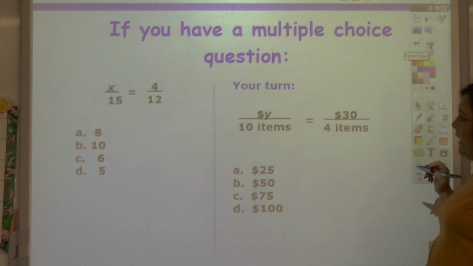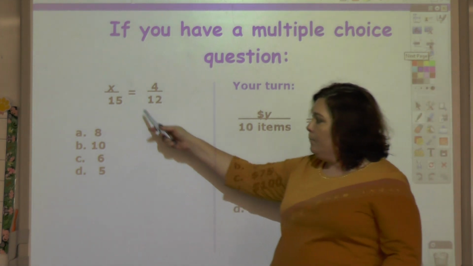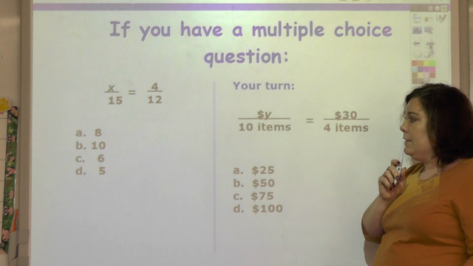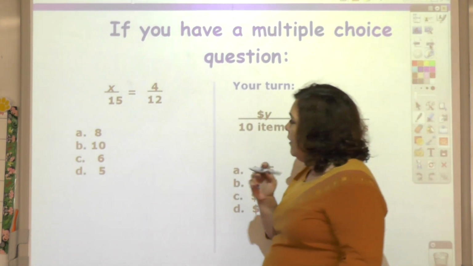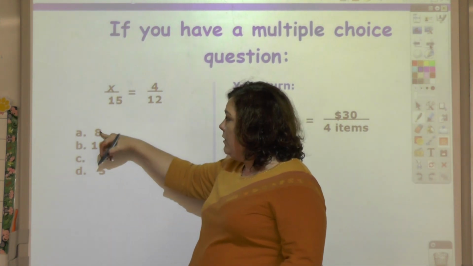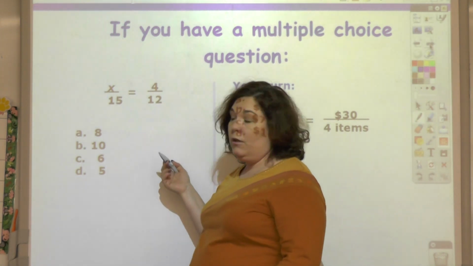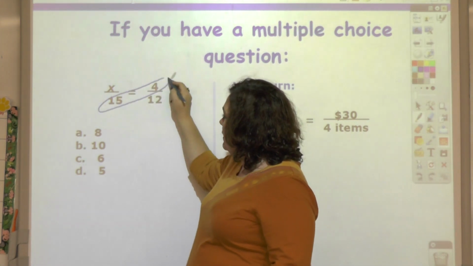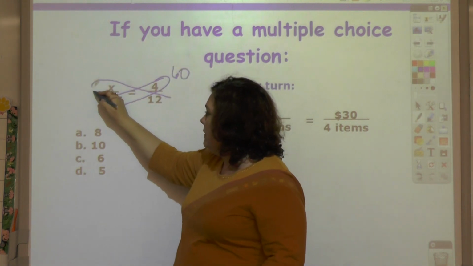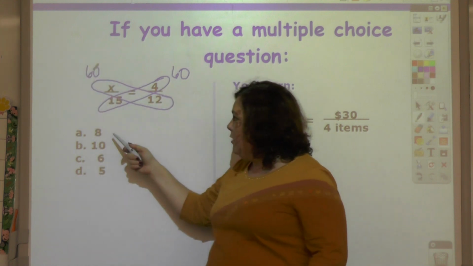So let's look at a question where the numbers are bigger here and here, but they're not terribly big. But let's look at them. If I have a multiple choice, I can put these answers in to find out what's equal. So if I do it across like this, 15 times 4 is 60, and maybe I don't know 12 times what is 60. Maybe I don't know that. So I can put these in.